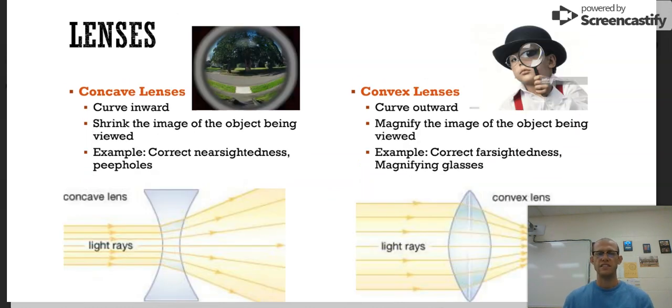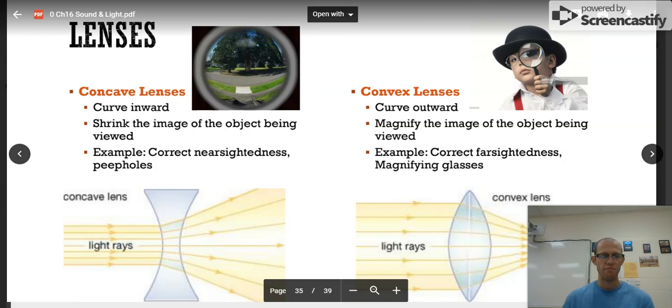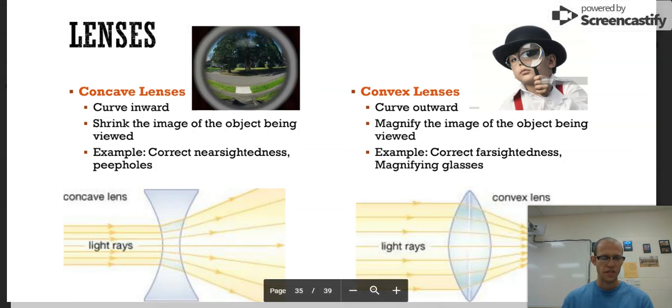Next, let's talk about lenses. Lenses are just a group of concave or convex mirrors, but it's glass and light travels through them. Before we had a concave mirror, which magnified objects and made them bigger. When we have a concave lens, we have one here and another here. So it's like two concave mirrors, and they will shrink the object being viewed. It corrects nearsightedness. It's kind of like peepholes. It brings people into focus.